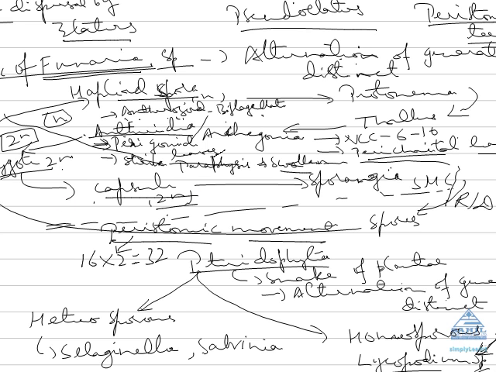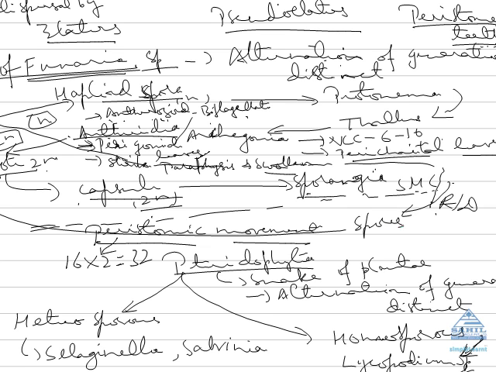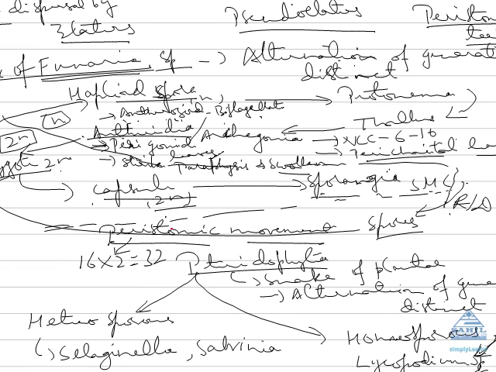But this sporophyte is dependent upon the gametophyte. This has sporangia, where the spore mother cell divides by meiosis and gives rise to spores, which are dispersed with the help of peristomial movement.